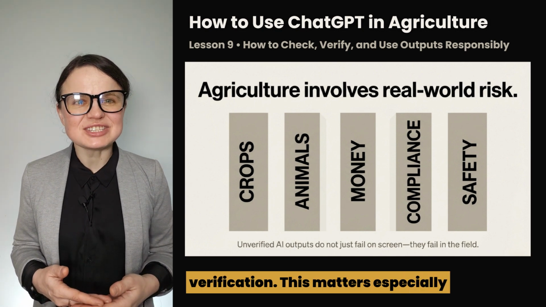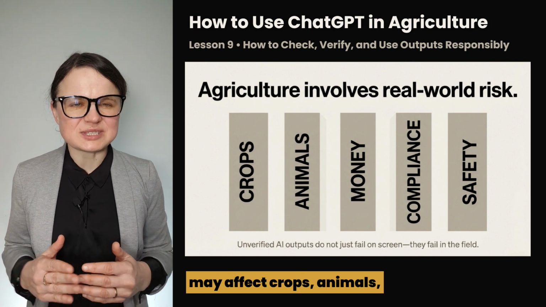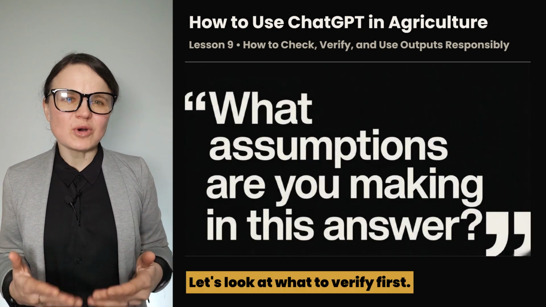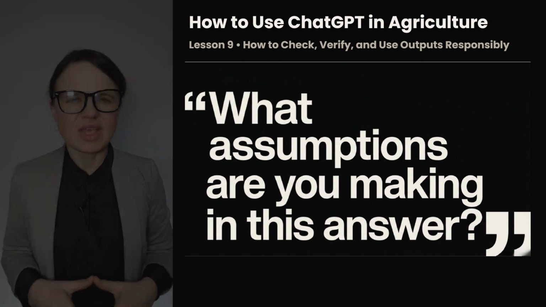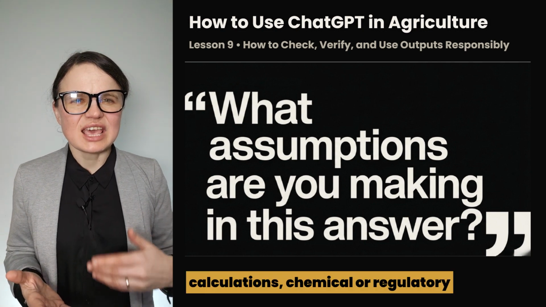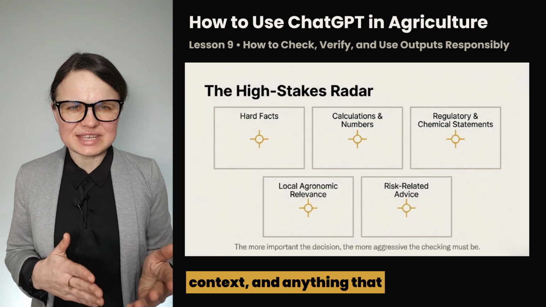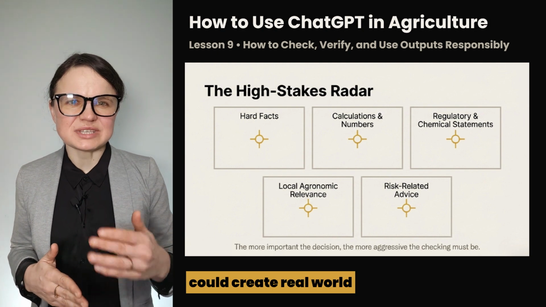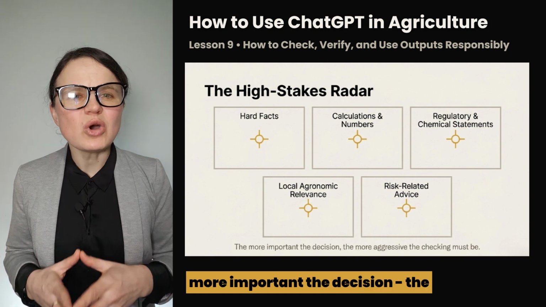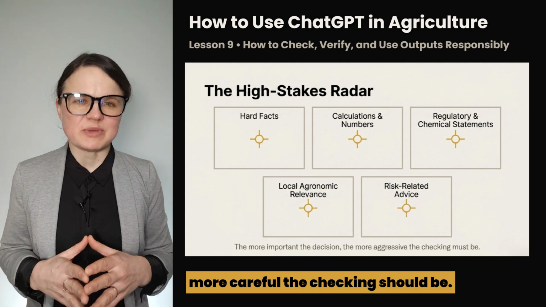This matters especially in agriculture, where recommendations may affect crops, animals, money, compliance, or safety. Let's look at what to verify first. Always verify hard facts, calculations, chemical or regulatory statements, disease-related context, and anything that could create real-world harm if wrong. The more important the decision, the more careful the checking should be.